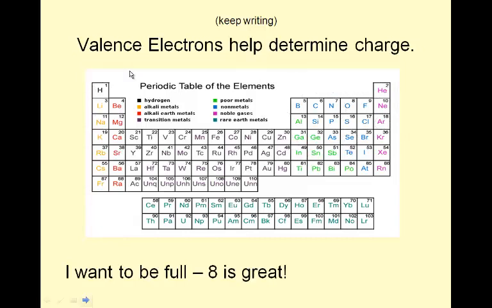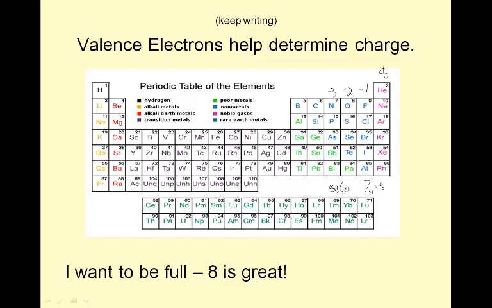Valence electrons help determine charge. I want to be full. 8 is great. So remember, this guy has 8. If I have 7 electrons, I have to gain an electron to get to 8. So that means this is -1 because 7 plus 1 equals 8. Down here I have 6. Well, I want to have 8. 6 plus 2 is 8. So 2 electrons would be -2. Here I have 5. Well, if I want to have 8, I gain 3 electrons. Electrons are negative. That's it.